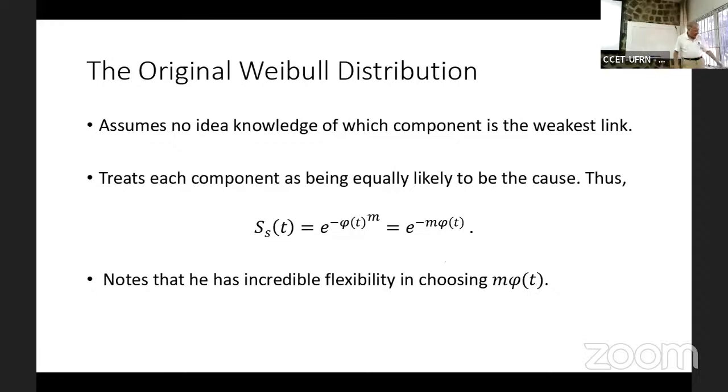He assumes he has no idea what is the weakest link, so he says he's going to treat each as equally likely, and he's going to assume independence. So far, so good? If that's the case, then the survivor function for the overall thing is this thing right here. He makes a lot of noise about that. He says this is an incredible insight, and that's fine. But then he also notes he has incredible flexibility in choosing that function. So far, so good? It's still failure of the weakest link. But how are we modeling the probability of failure for a specific component? I don't know. Okay? See my point? Next slide.